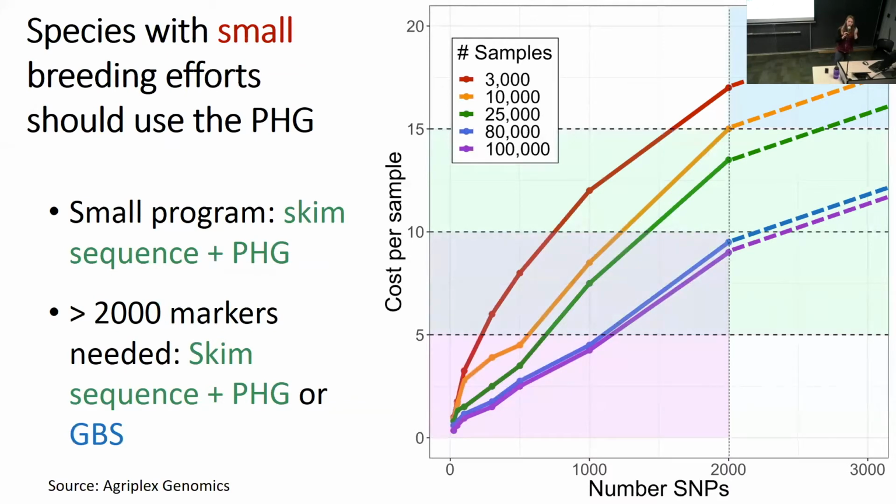I also want to point out that the data from Agriplex only goes up to 2,000 markers, but I tried to extrapolate out from that, and that's what the dotted lines on this plot are. And so if you extrapolate out, if you need more than 2,000 markers, either for your breeding program or because you want to be doing other genomic analyses, then something like GBS or skim sequencing with the practical haplotype graph is going to be a really good option for you.